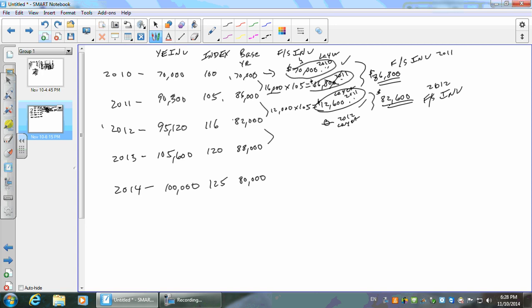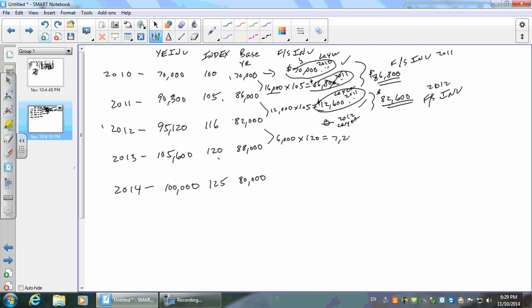to add how much? Six? Yeah, 82 to 88, 6,000, but that's in base year dollars. That's what it would have cost back in 2010, I'm sorry. That's what it would cost in 2010. What would it cost in 2013 to buy those? What do you have to do to it? Take it times what? 1.2, because that's their index of that year. What would it have cost to buy that 6,000? Well, it would have cost 7,200, right?